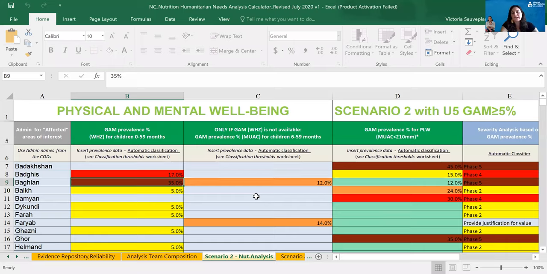And simply, until we have global level thresholds for MUAC that are more robust, this may change, of course, right? But right now that is not currently the case, and that's why we took that decision. Great. I hope that answered the question. Okay, thanks.